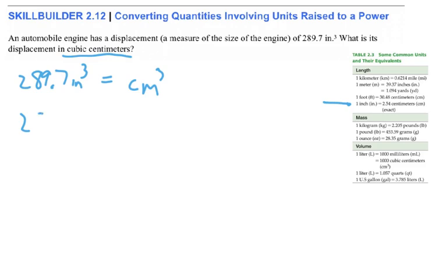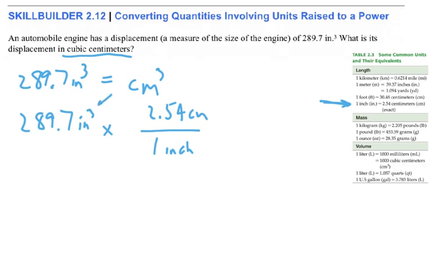You've got 289.7. According to this conversion factor, we want to get rid of the word inch. We know that in 1 inch, there are 2.54 centimeters. The problem is that here it's cubed and here it's not. So here's what we've got to do. To fix this situation, we're going to take this conversion factor and raise it to a power. This time we're going to raise it to a power of 3.